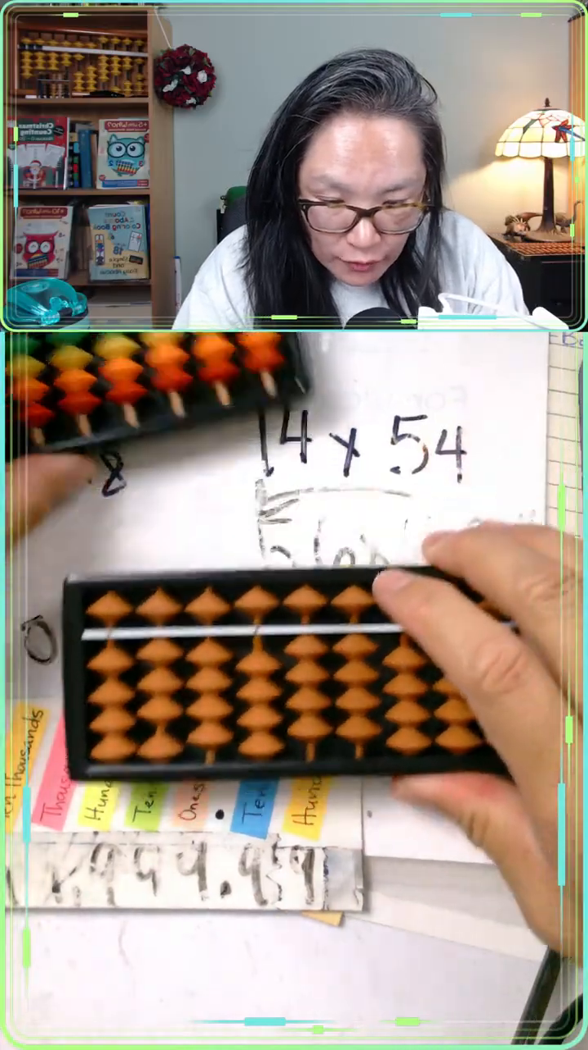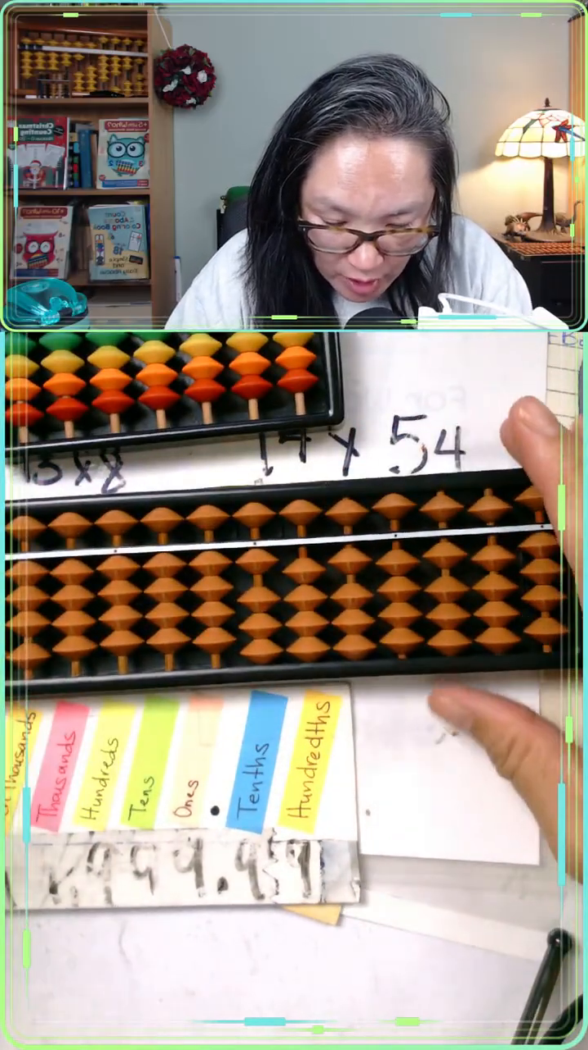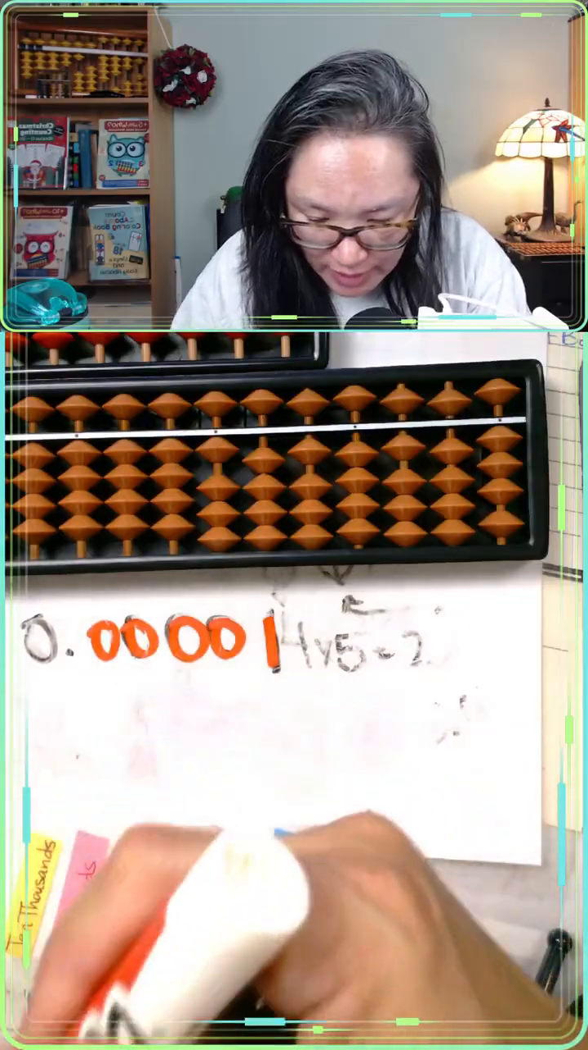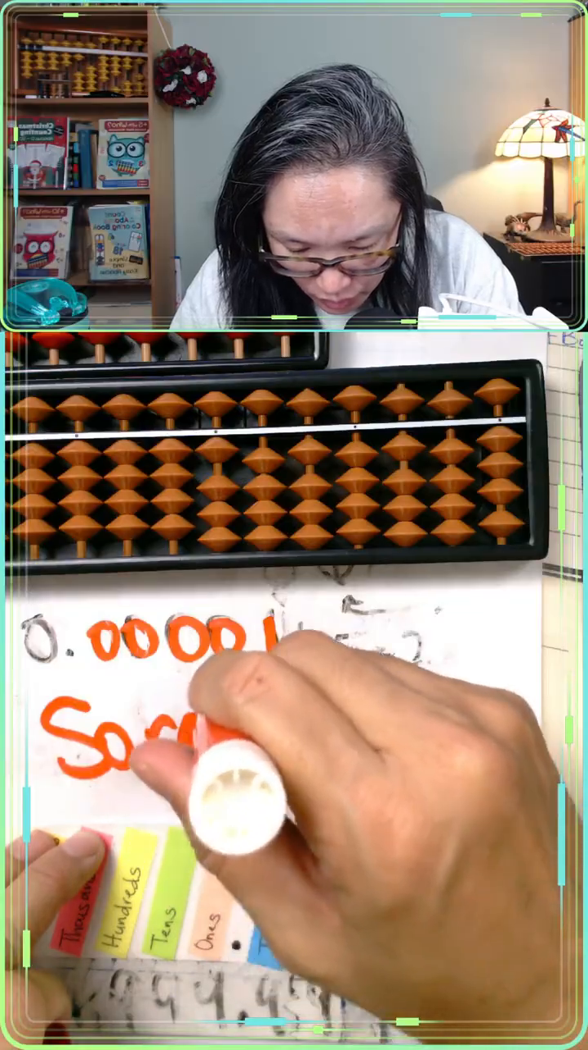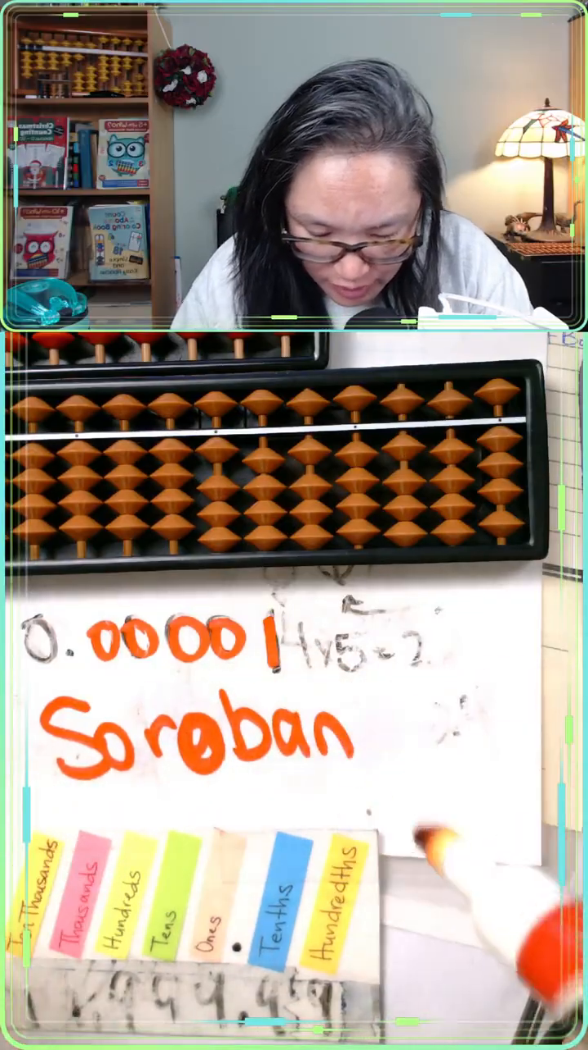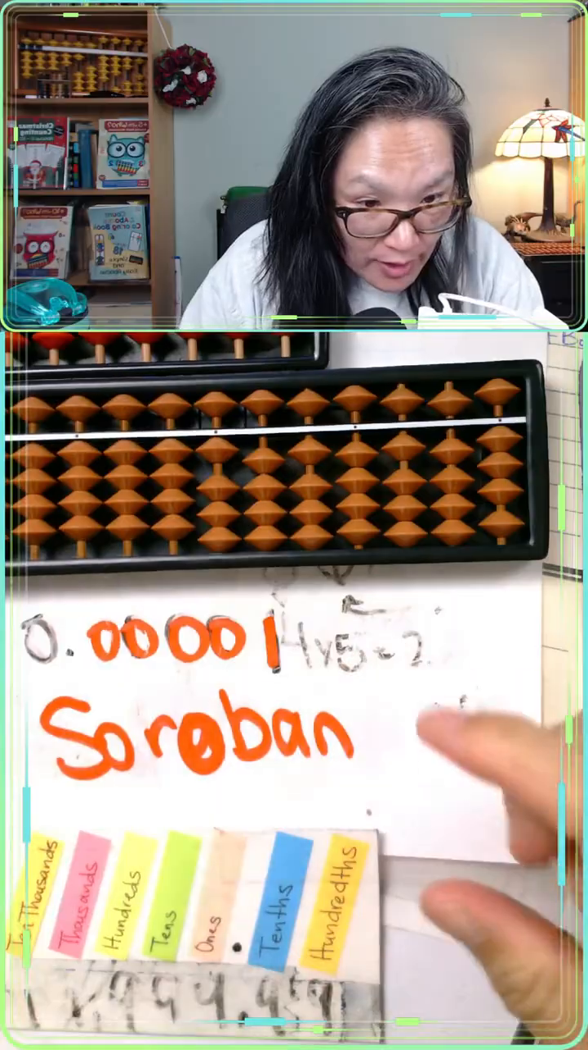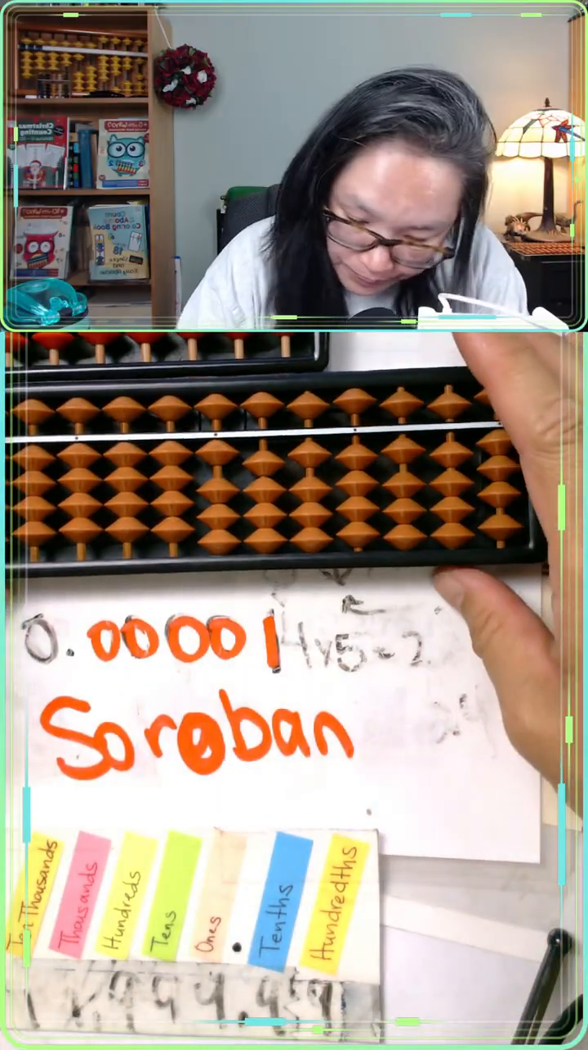So for those of you that are interested, this is what we call an abacus. It's also called a soroban, which is called a Japanese abacus. And that is what I teach. I teach the Japanese abacus.